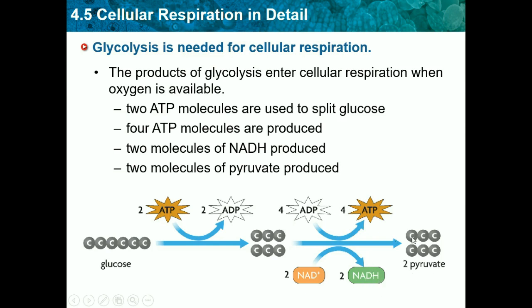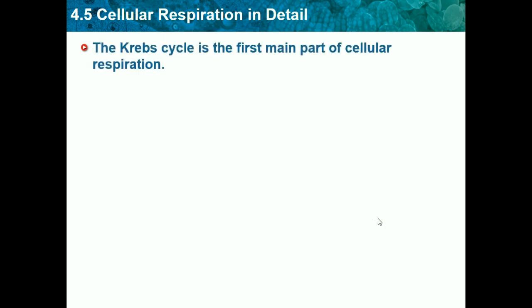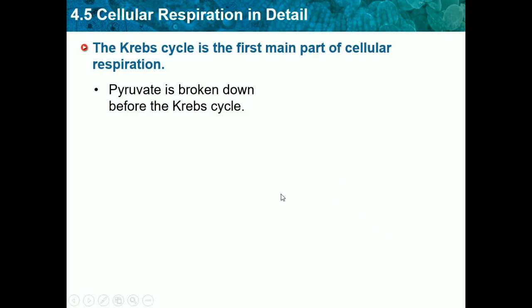The NADH is used as energy to power the next cycle in cellular respiration. And the ATP is used as energy for the cell, because that's what ATP is used for. The Krebs cycle is the first main part of cellular respiration. We learned that in our last video, the overview of cellular respiration. Pyruvate is broken down before the Krebs cycle. Before pyruvate can enter the Krebs cycle, it has to be broken down first. This process is part of cellular respiration. It can't just enter as pyruvate, it has to be broken down.